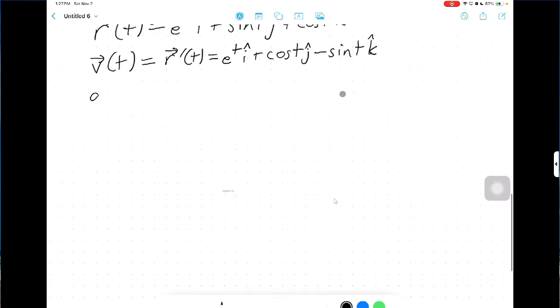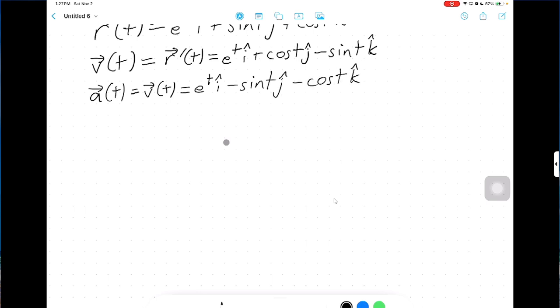If we wanted to calculate the acceleration function, we'd essentially take another derivative, but this time on the velocity function. So the derivative of e to the t is going to be e to the t. So we have e to the t i minus sine t j minus cosine t k, just as an example.